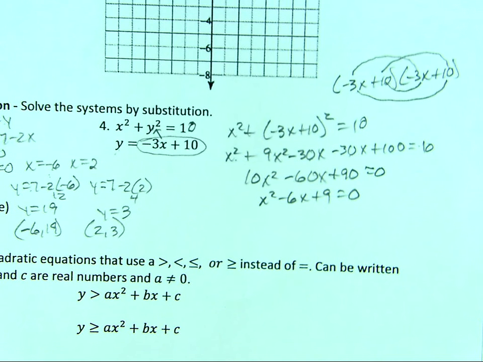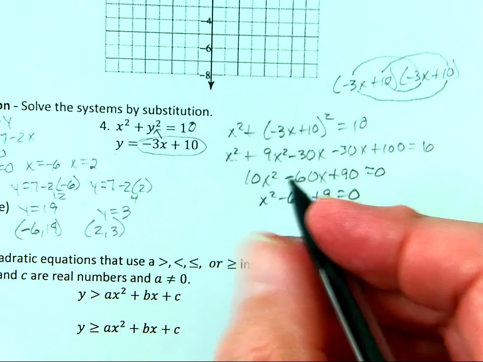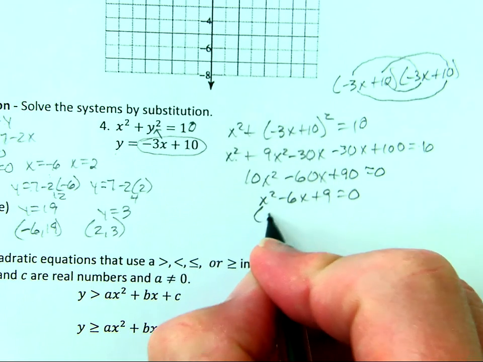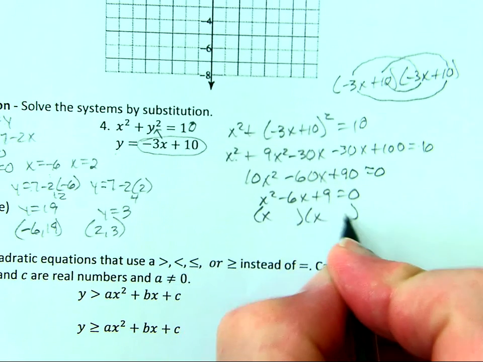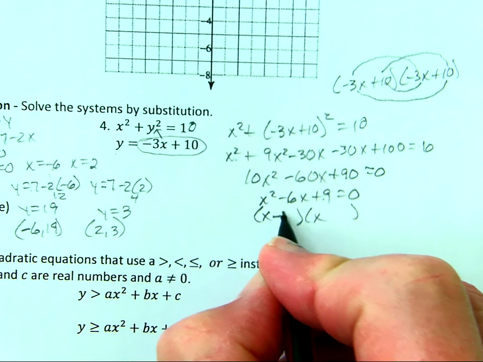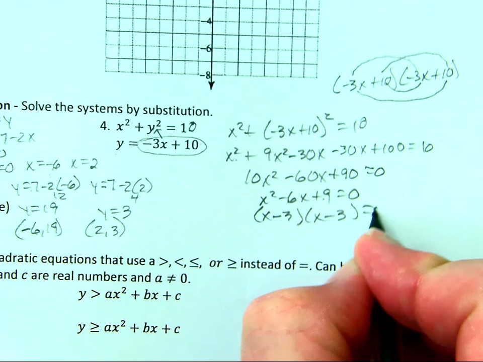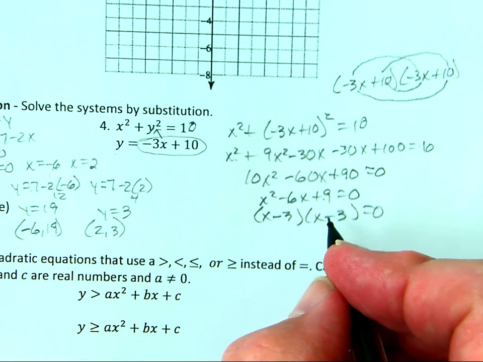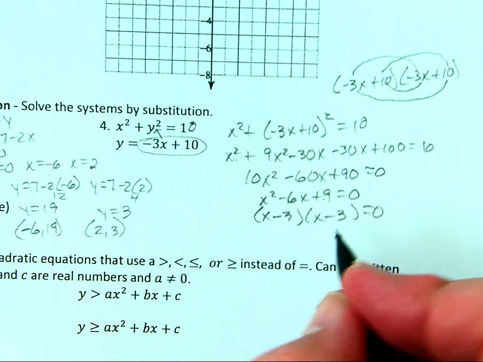Now again, you can do that by factoring, by completing the square, or by quadratic formula. It doesn't matter. I want to factor that because it will factor. So x and x, 2 factors of 9 that give me a negative 6. Well, that's a negative 3 and a negative 3. So if I set that equal to 0, I get x equals 3.